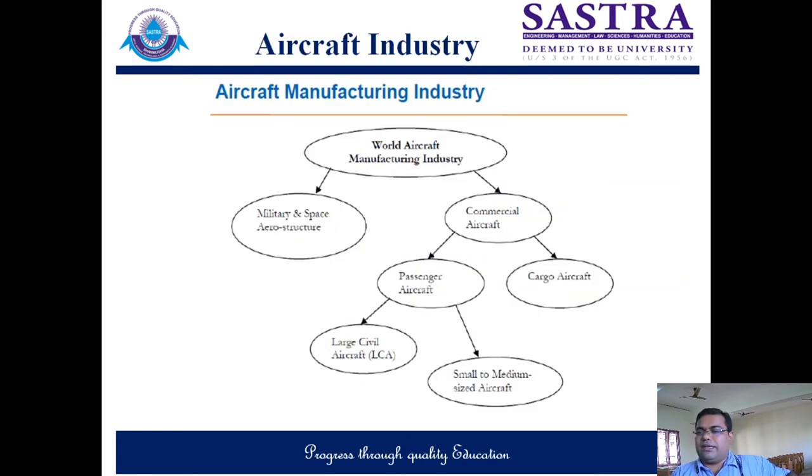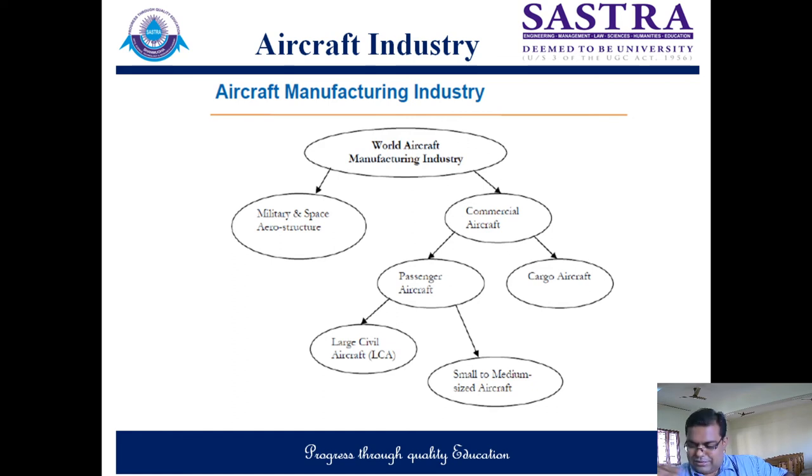Now if you come to aerospace manufacturing, the world aircraft manufacturing industry is divided into two categories. One is called military and space aerostructures, the second one is commercial aircraft. Military and space aerostructures develop missiles, rockets and so on; this is a different segment. The second segment is commercial aircraft, which is further divided into two categories, passenger aircraft and cargo aircraft. Passenger aircraft are again divided into large civilian aircraft and small to medium sized aircraft. The A380 is a large civilian aircraft, while the Boeing 747 and others are small to medium sized aircraft.